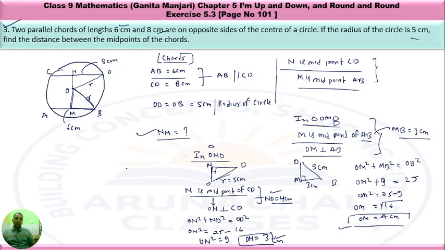If I add these two, OM plus ON, it is 4 centimeter plus 3 centimeter, that is 7 centimeter. As we need to find the distance between the midpoints of AB and CD, which are parallel chords to each other, for this circle, the length is 7 centimeter. This is how we need to solve this question.